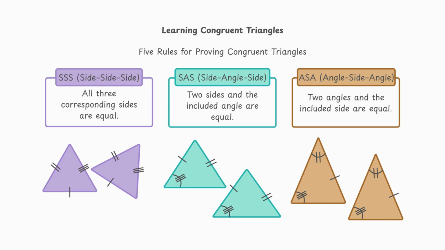So remember this clearly. We are not just looking for equal parts. We are looking for enough information to guarantee the triangles are exactly the same. In the next part, we will complete the remaining 2 rules and bring all 5 together.